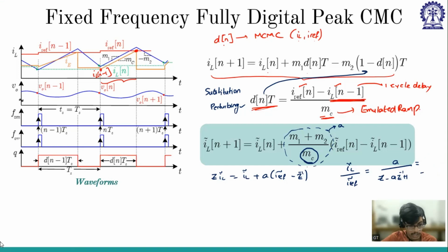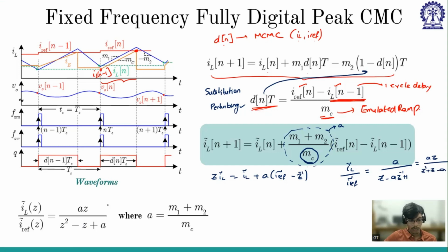Until this point, it is fine. After this point, if we multiply by Z, we get AZ by Z square plus Z minus A. Understood how we are getting this expression? I have applied the Z transform, and from there I am getting this, where A is M1 plus M2 by MC. MC is nothing but the emulated ramp. Have you understood?